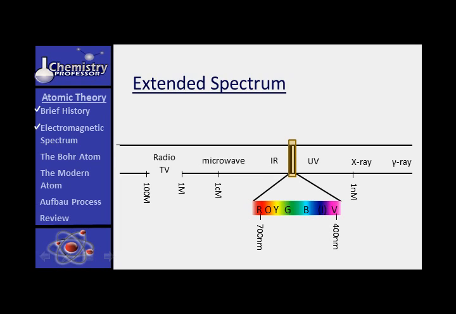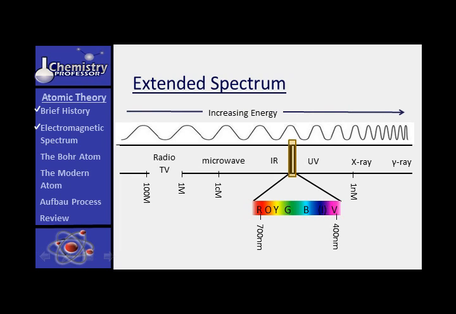There's this very narrow section right here, which is the visible region that I have expanded below it. There's ultraviolet, X-ray, and gamma ray. You will notice that as you go across, the wavelengths get shorter and shorter and shorter. The frequency then gets higher. The reason for this is the energy increases as you go across.